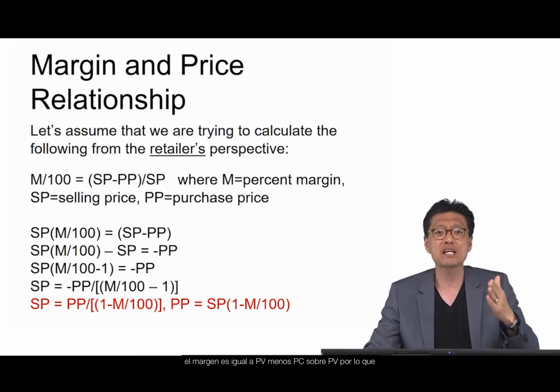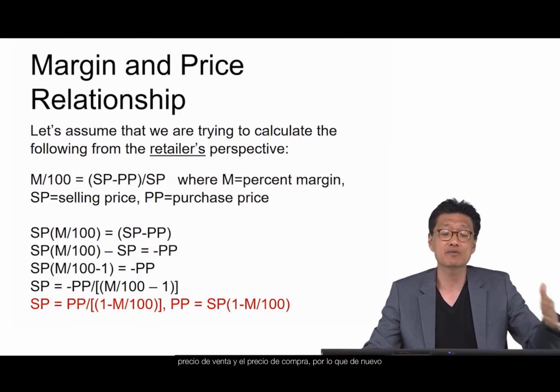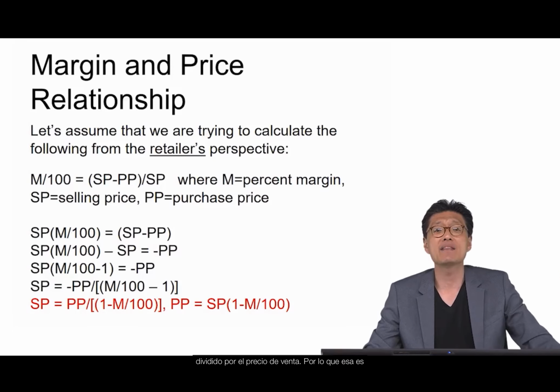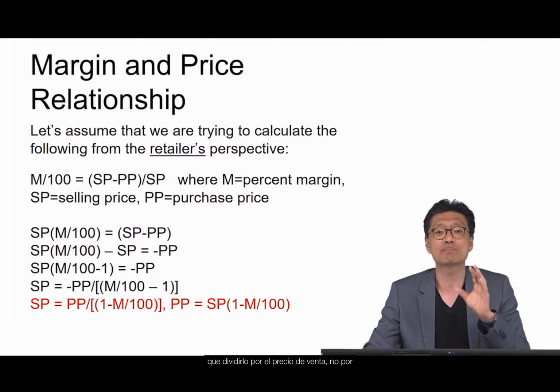So having said that, the formula would be: the margin M equals SP minus PP over SP. So it's the difference between the selling price and the purchase price, again from the retailer's perspective, divided by the selling price. That's the key information here. When you're calculating the margin, you have to divide by the selling price, not the purchase price.